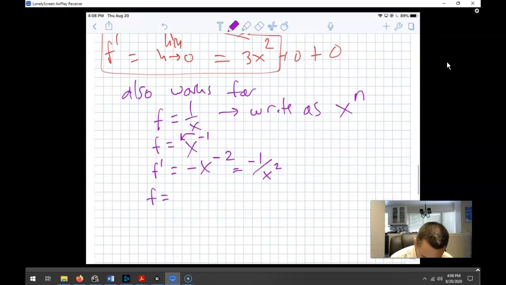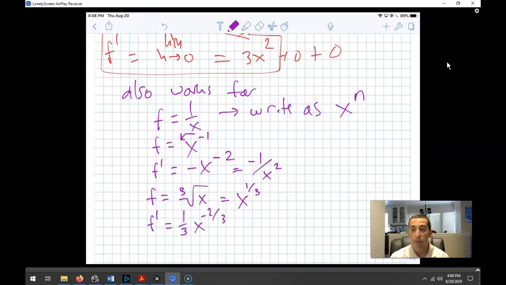Same thing if you have something like, I don't know, the cube root of x. Well, you should write that as x to the 1/3 power. So then the derivative of that is 1/3 x to the negative 2/3. So again, this formula is always going to work no matter what.